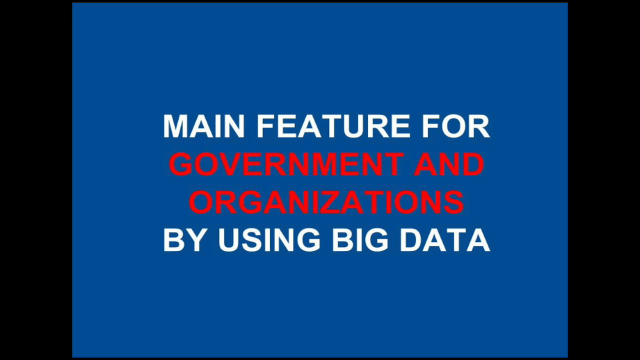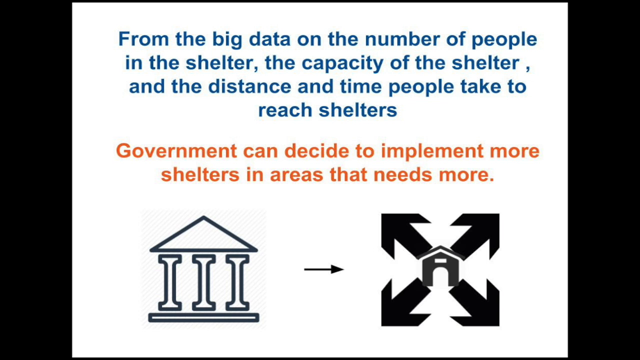Shleter Tracker's main feature for government and organizations is using big data. The big data will be acquired by using GPS to track the migration and evacuation pattern, time, and distance individuals take to reach shelter camps. The GPS will be able to triangulate the amount of people in common areas where people are most delayed. By getting this information, government can decide whether to implement more shelters in areas that need or that might not need them.